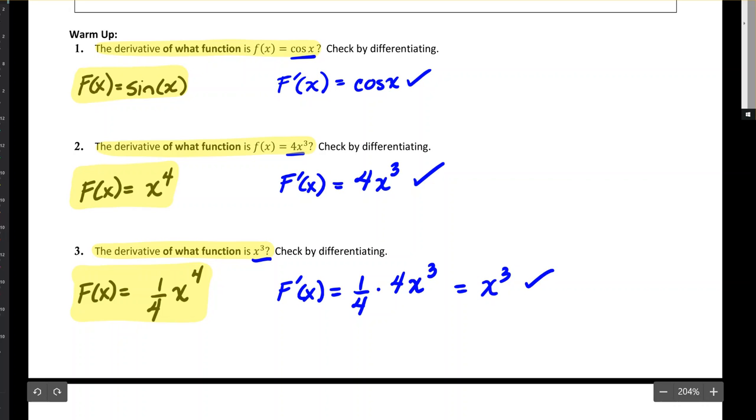Beautiful. You could also write this, not as a different function, but instead of multiplying by 1/4, if you'd prefer to write that as just division by 4, that's perfectly fine as well. Okay? In the next video, we are going to think about whether or not these functions that we found are unique. Is there more than one function whose derivative is cosine? All right?